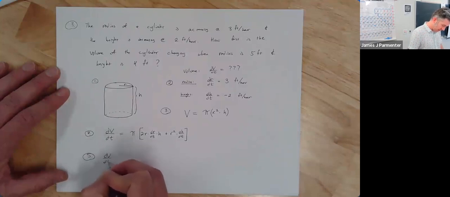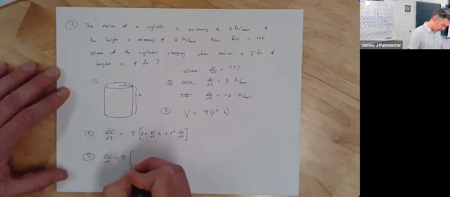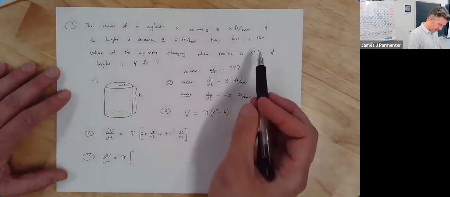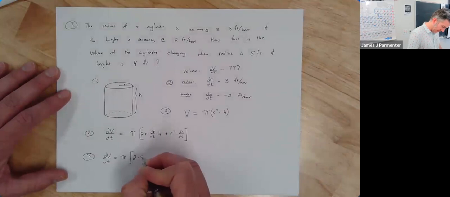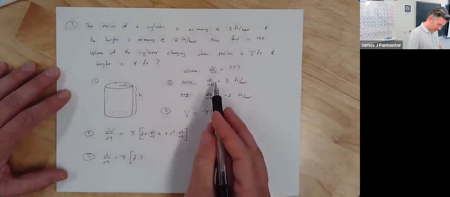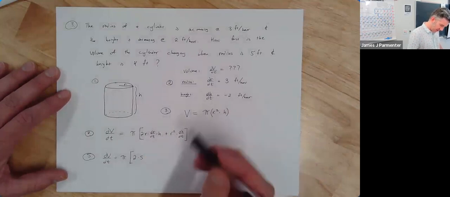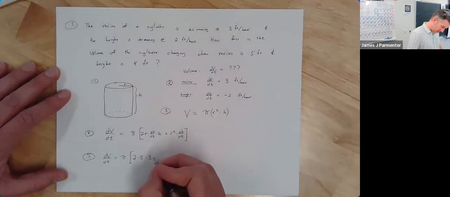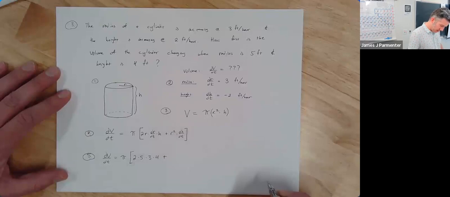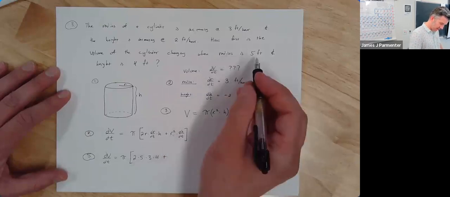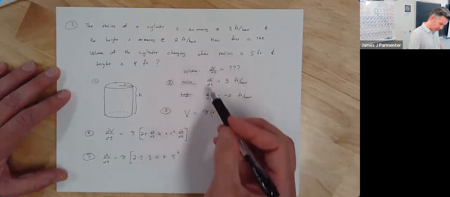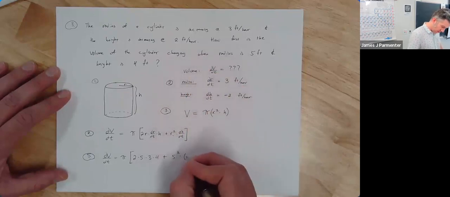dV/dt is going to equal pi times, let's see what we've got here. The radius is 5 feet. So 2 times 5 feet times dr/dt, which is 3 feet per hour, times h, which is 4 feet, plus r squared, which is 5 squared, times dh/dt, which is negative 2 feet per hour.